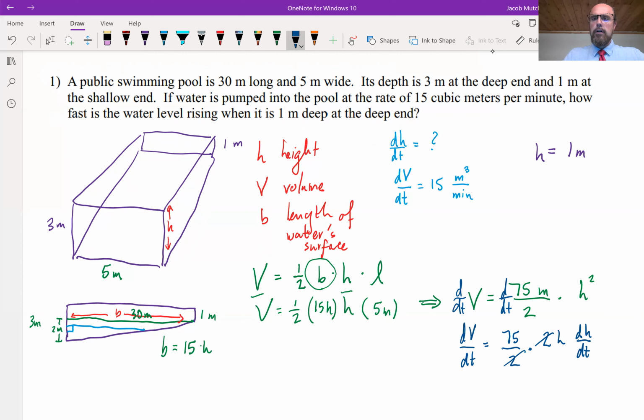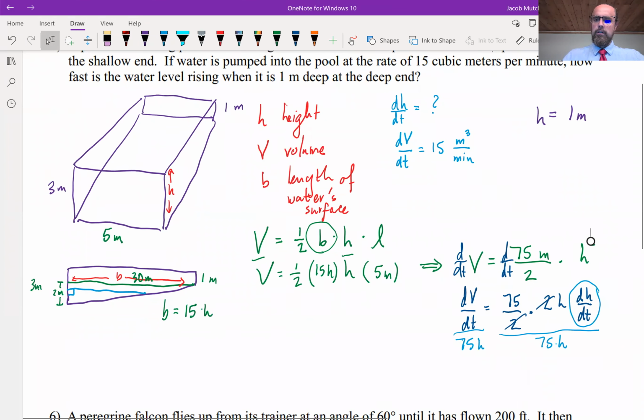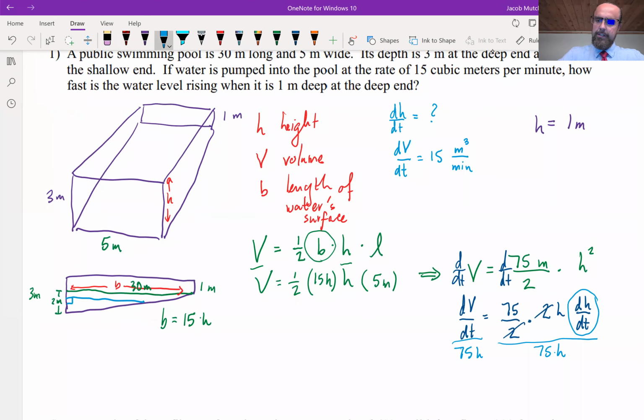And I need to solve for the variable I'm looking for. So I'm looking back up here, I'm looking for dH/dt. So I want to solve for that. So really all that's going to be divided is 75 times H. And I'll divide the left side by 75H. And this is what we've got as our current equation. Then we've got dH/dt equals dV/dt over 75H. So I'm going to fill in with those values. I'm going to substitute in.